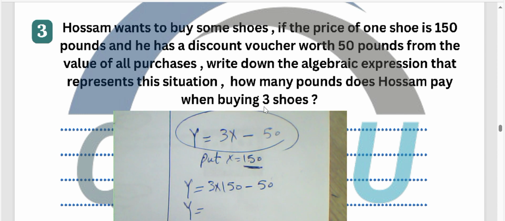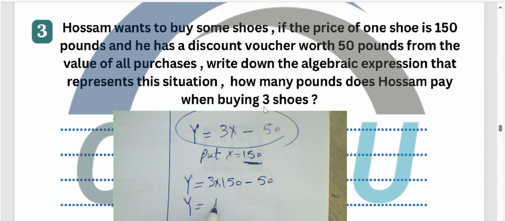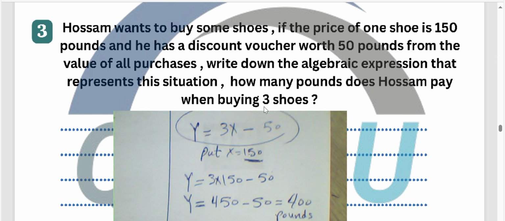3 times 150, it will be 450. Subtract 50, then the total will be 400 pounds. The total money will be 400 pounds.